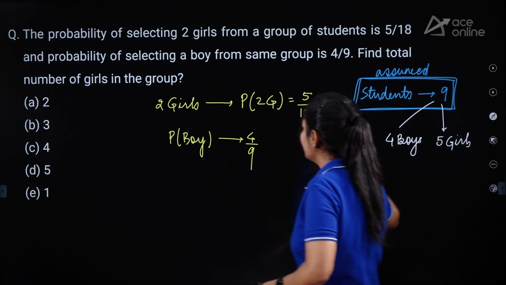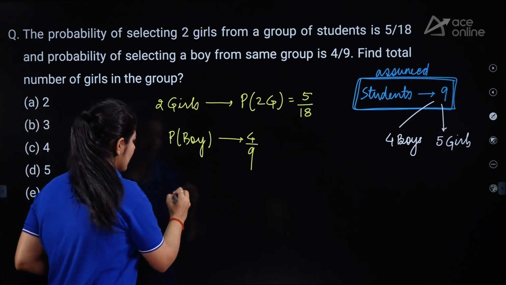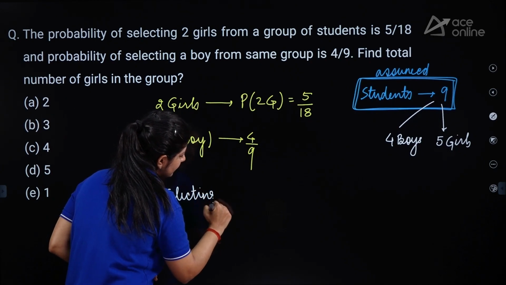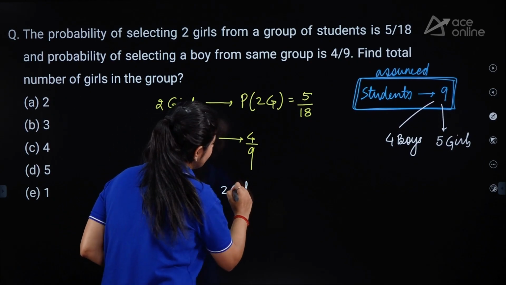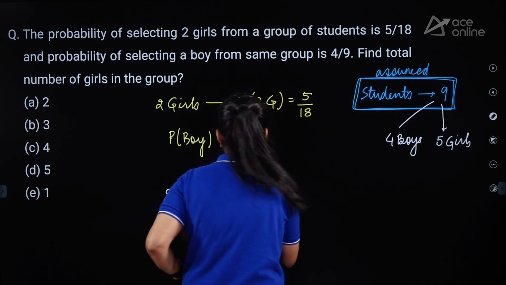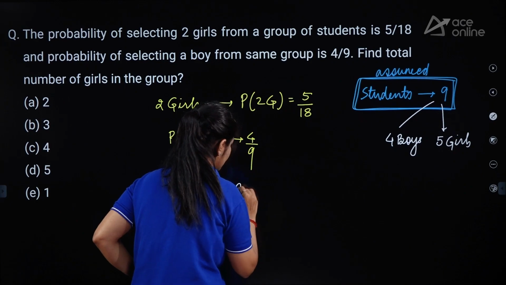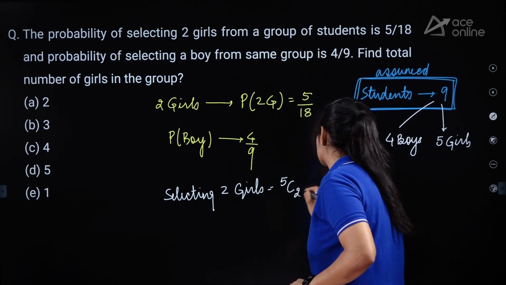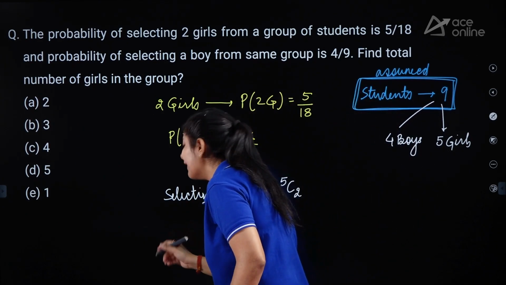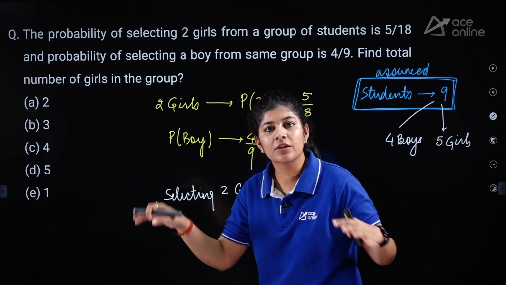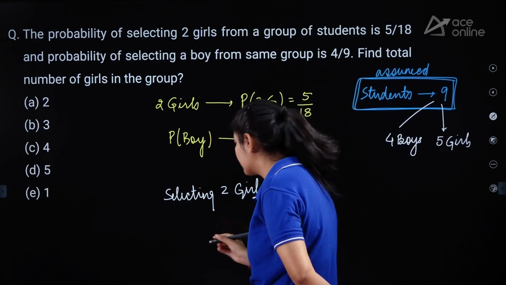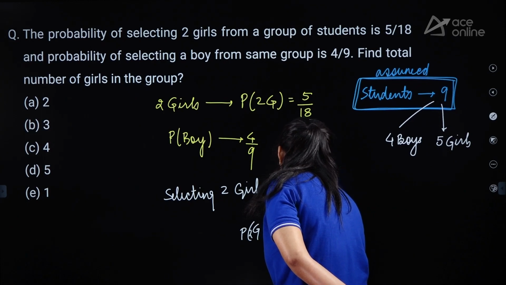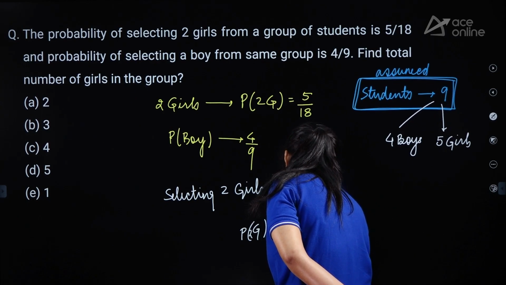Now, from this group, if I have to select 2 girls, how will I select girls from this group? Here I am having 5 girls and out of 5 I only have to select 2 girls, right? And how I'll select 2 girls from the total group is out of 9, choose 2. So the probability of selecting 2 girls is nothing but 5C2 divided by the total sample space 9C2.